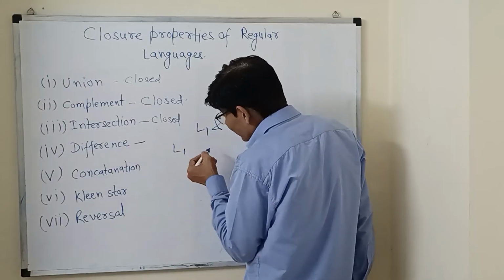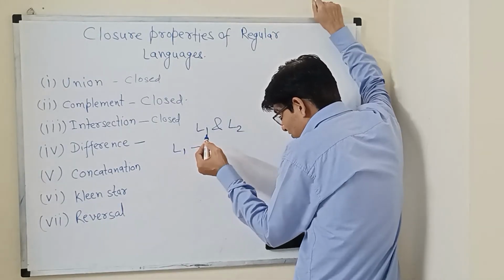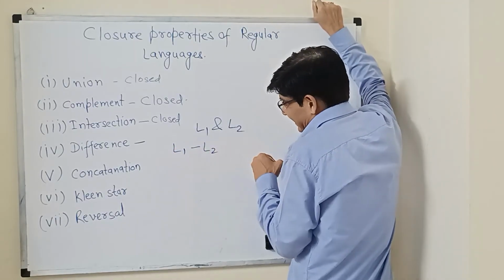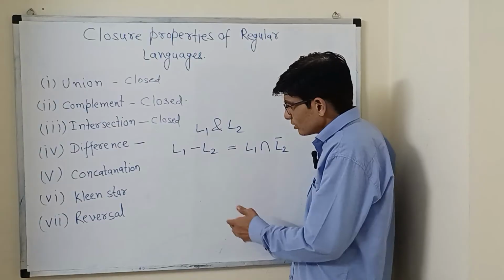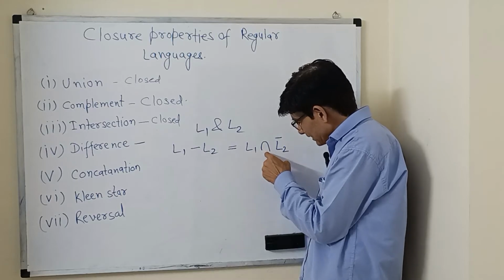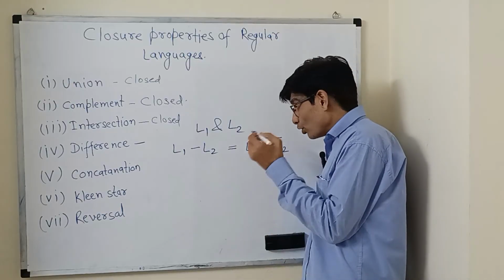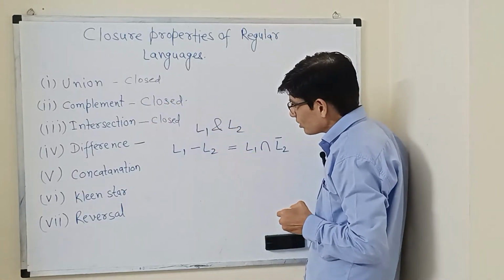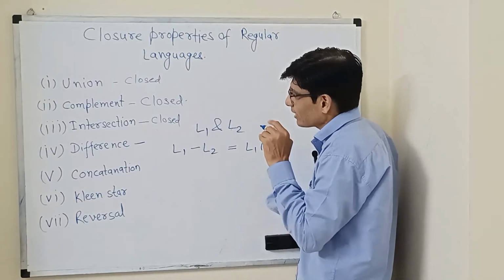Now the difference would be L1 minus L2. If we remove all strings from L1 which are common to L1 and L2, then that is the difference. Now we can represent this difference L1 minus L2 as L1 intersection L2 complement. You can see, my friend, we have already seen that regular languages are closed under complement operation. So if L2 is a regular language, then the complement of this will also be a regular language.